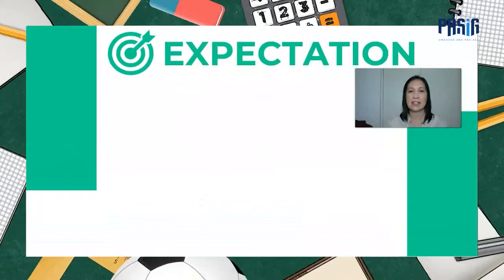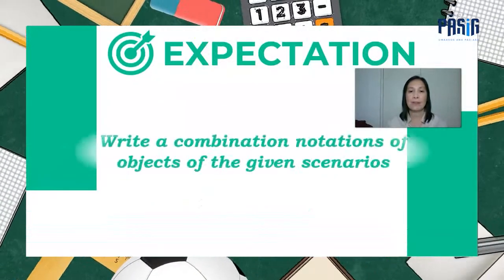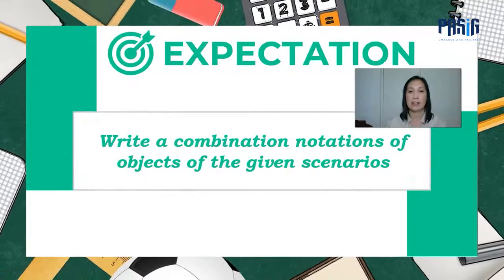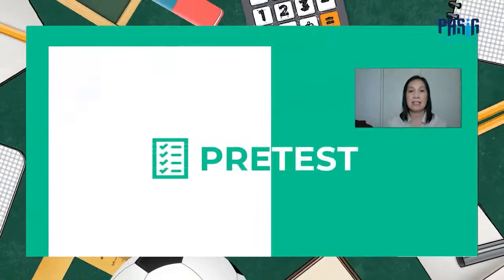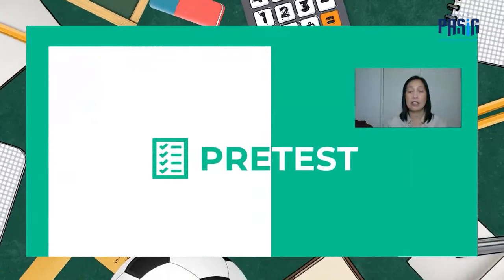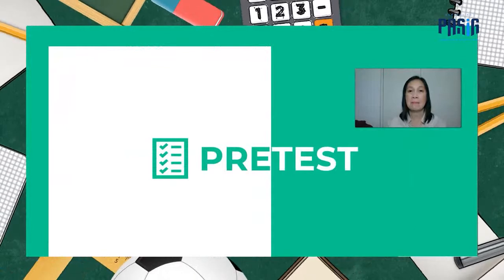At the end of the lesson, you are expected to write the combination notation of objects of the given scenarios. Before we proceed, please answer the pretest to check your readiness in the lesson. You may pause the video while answering, then play it once you are done.